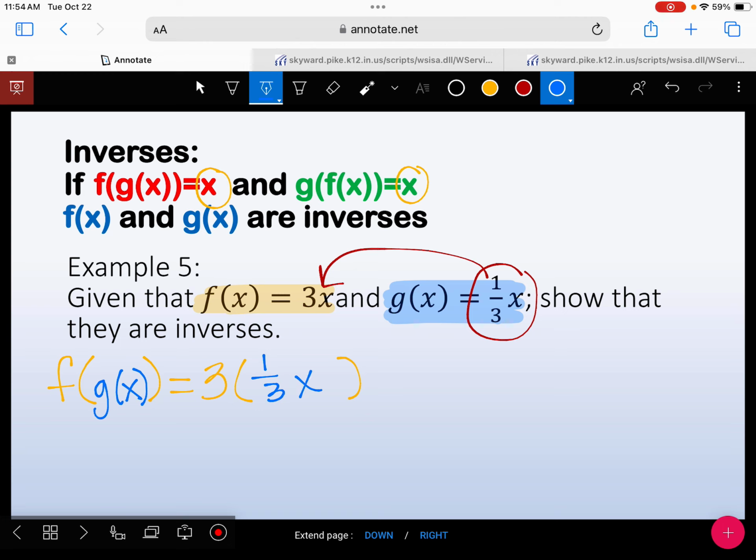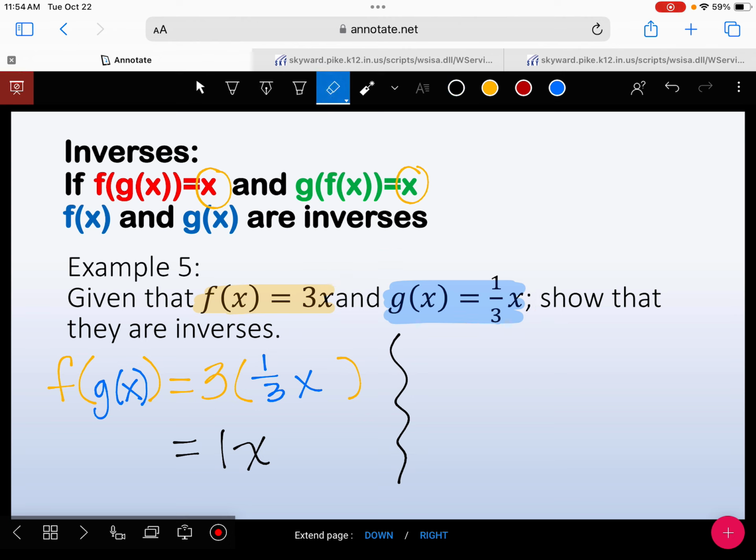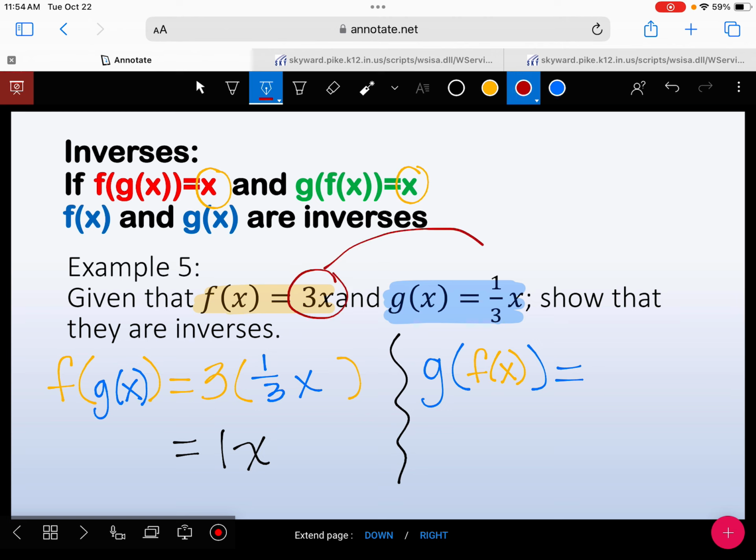Notice that when you multiply these two numbers together, 3 times 1/3 is 1x. So it does indeed simplify down to 1x. Now let's go the other direction. So now let's find g, and I'm going to put my f of x inside of g. So I'm going to take this and put it this way.